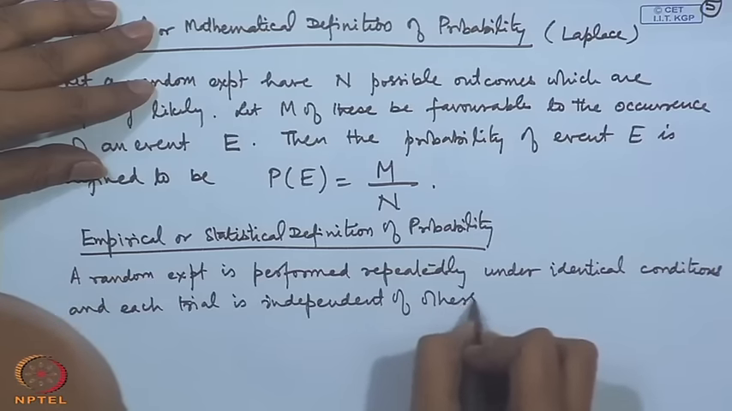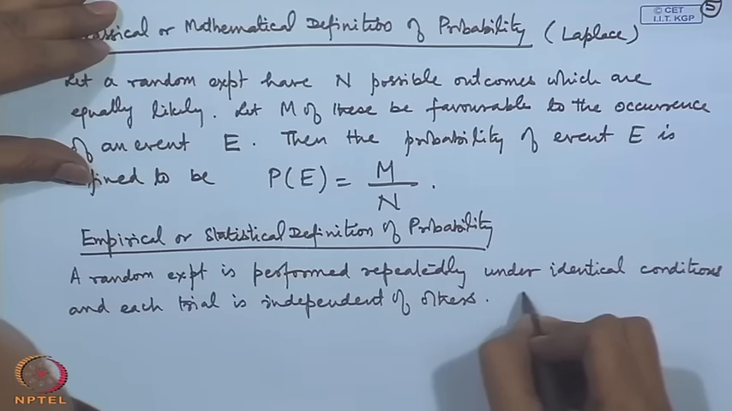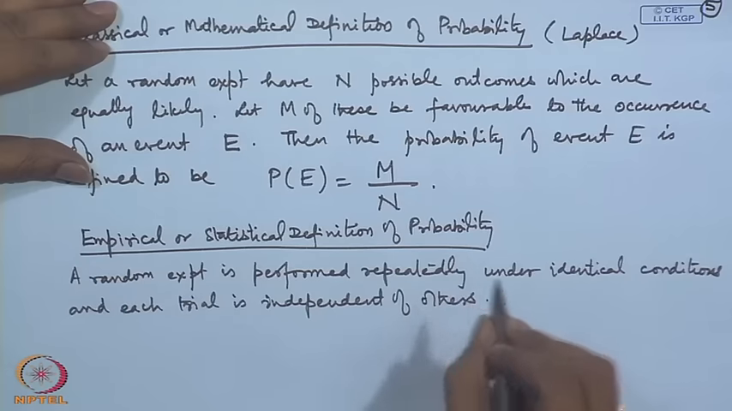That means the outcome of a particular trial of the random experiment is not affecting any other incidence of the same experiment. That means if the experiment is performed several times, then what happened in one of the trials does not affect what happens in the other trial. So, this is called independent. And under identical conditions means that the experiment is exactly the same. For example, tossing of a coin, tossing of a die, or taking of the lectures. So, we consider the conditions to be identical. So the experiment is performed repeatedly under identical conditions and each trial is independent of the others.